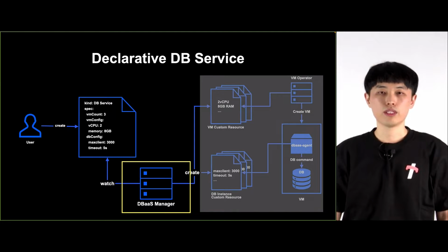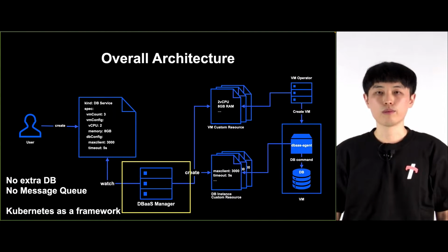Then when the specification is declared, the DBaaS manager will observe, the components will observe and will create the necessary VM custom resources and the DB instance custom resources. And so because the DB service's VM number is declared as 3, 3 custom resources will be generated. DBaaS manager will only generate the VM or DB instance custom resource, and for the following operations, the VM operator and the DBaaS agent will be responsible for the operations.